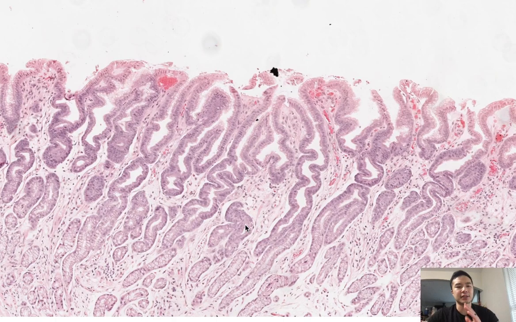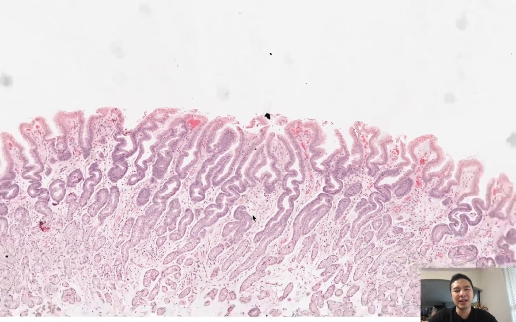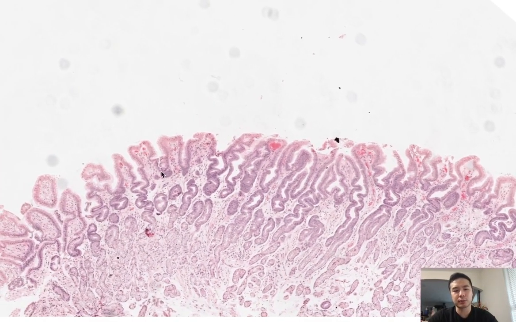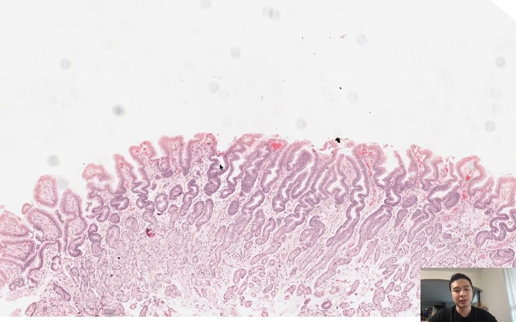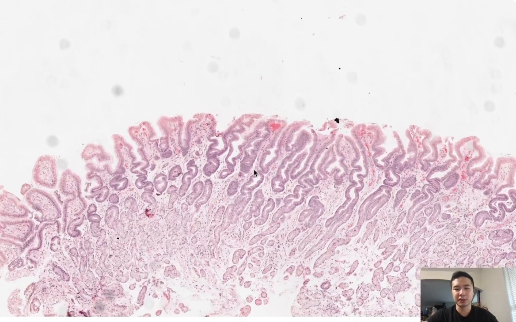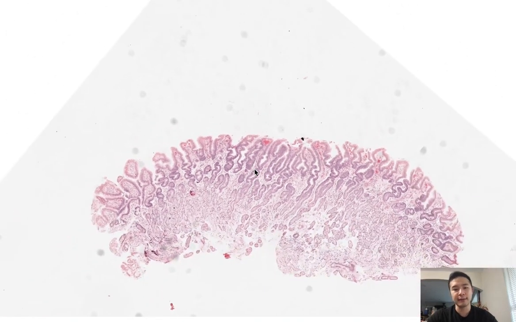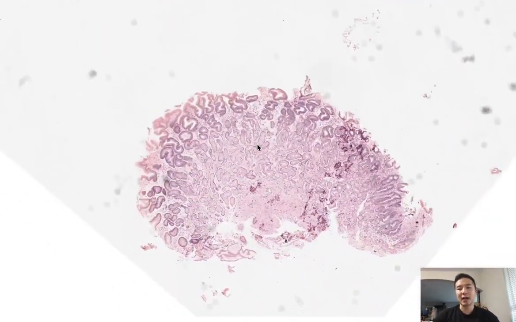But I just wanted to emphasize the point that these two entities still fall under the spectrum of reactive gastropathy. You will still find these changes. The only additional findings are those dilated vessels plus or minus the fibrin thrombi. So that's, in a nutshell, reactive gastropathy.